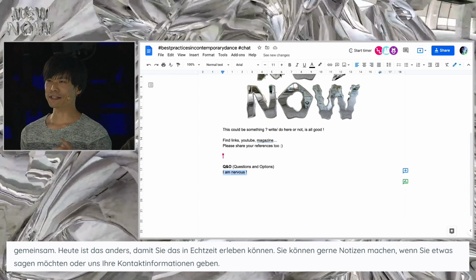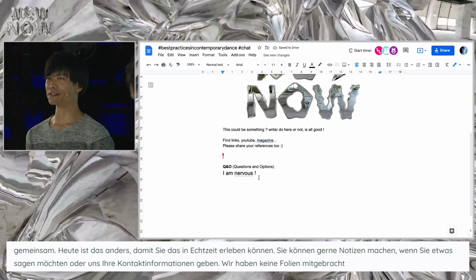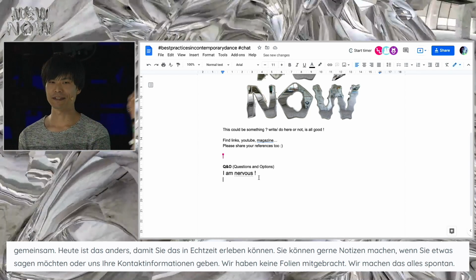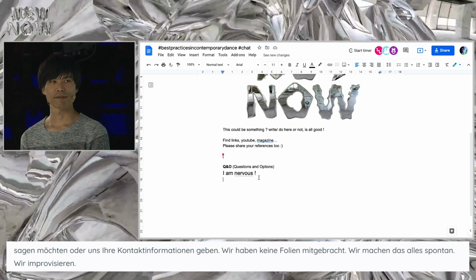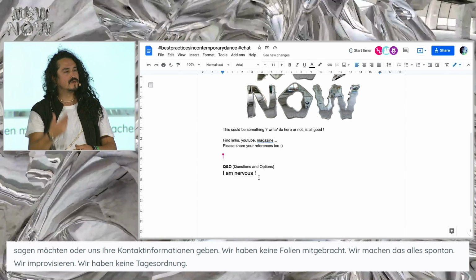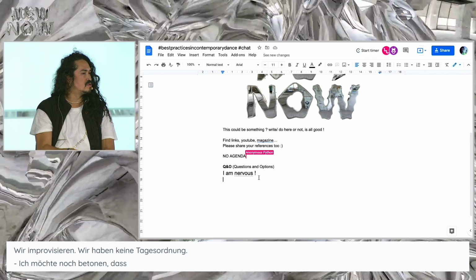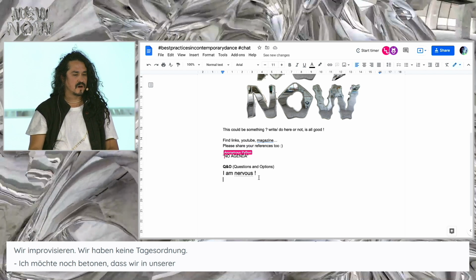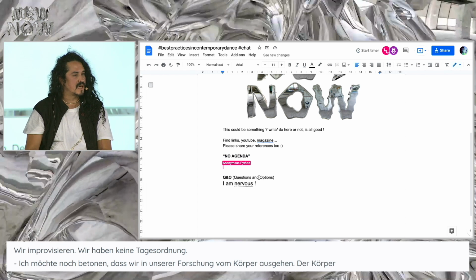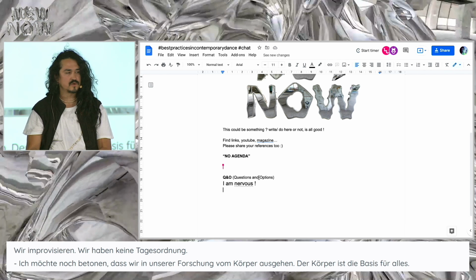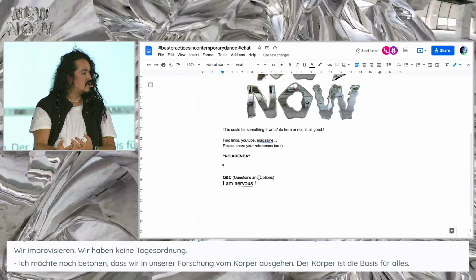The thing is, we don't have slides, because the whole point is that we do it on the fly, improvisationally, with no agenda. I will maybe underline that in the research, the body is at the bottom, at the core of everything. So as an art of resilience, we try to stay in the don't-know place, where we favor the glitch and the error.